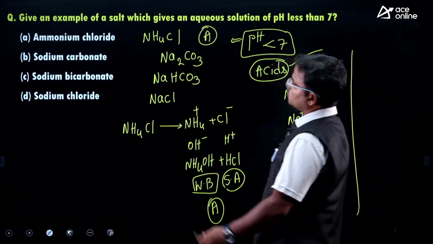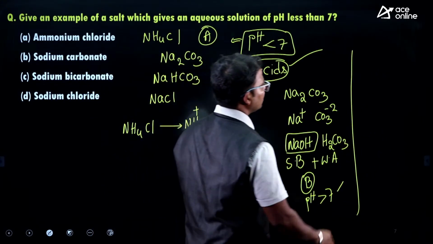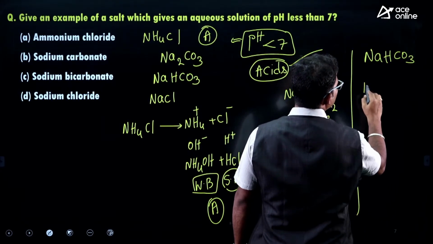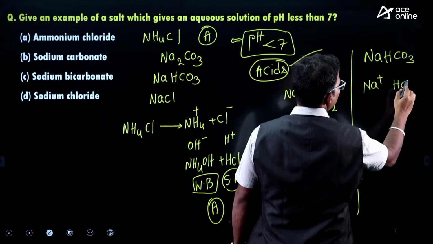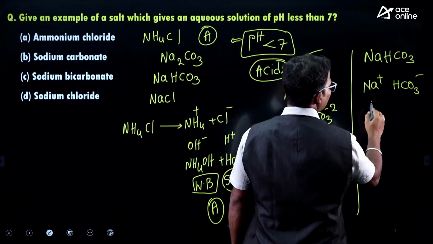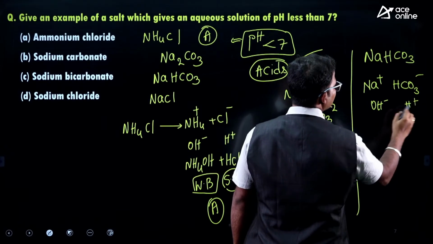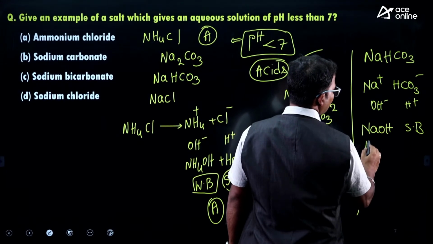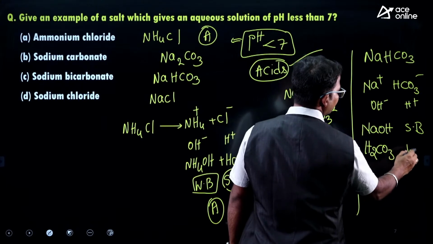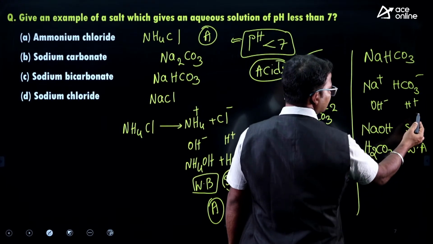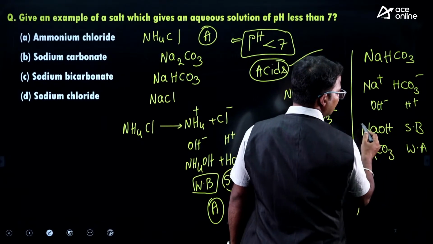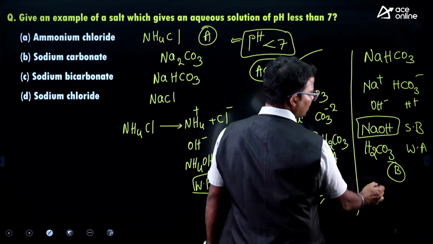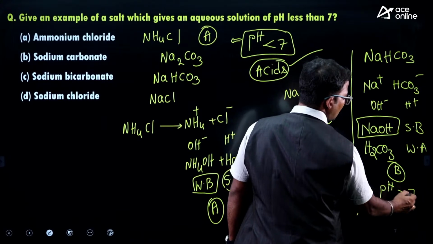Right. So next one, sodium bicarbonate, NaHCO3. If you dissociate this molecule, then what do we get? Na plus and HCO3 minus. If you add hydroxide and H plus ions, finally it forms sodium hydroxide, a strong base, and carbonic acid, H2CO3. This is a weak acid. So here guys, which one is mostly highly concentrated? Base, na? So that's why the resultant salt would be basic in nature. It means pH value greater than 7, not less than 7.